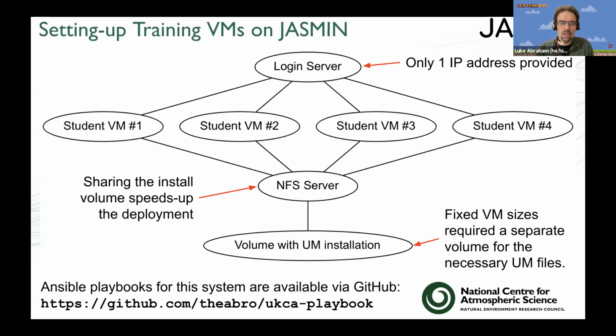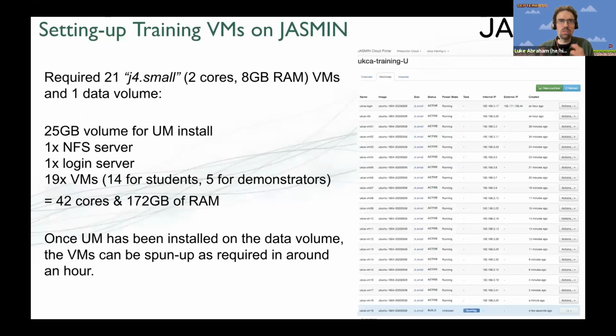I've also got a similar GitHub repository for running on AWS using Ansible as well, which I've been playing around with. In terms of using Jasmine itself, we require what's called the J4.small VMs, which are 2 cores and 8 gigs of RAM, and a 25 gig volume to install the software and all the input files, the server, NFS server and login server.